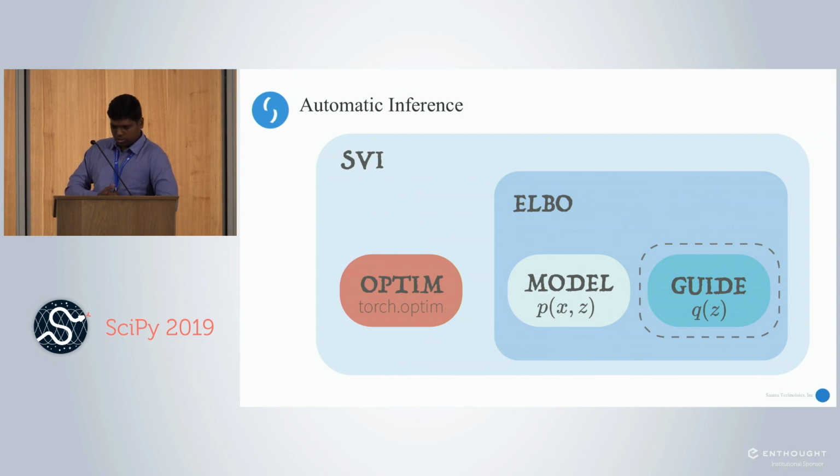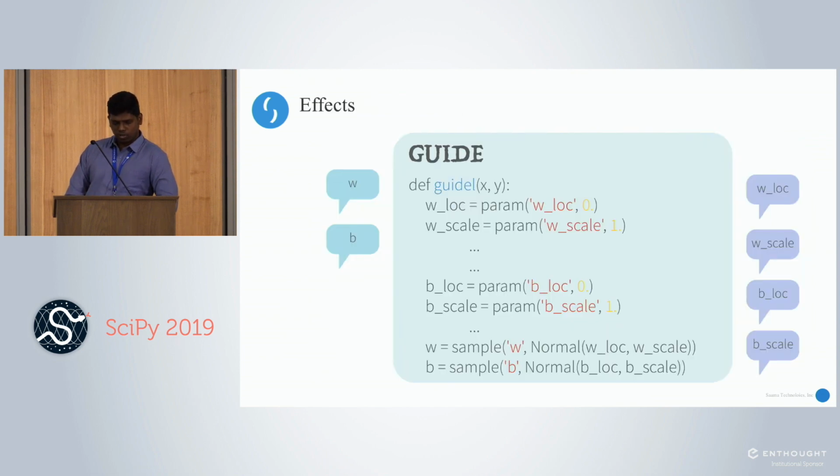So the user writes model and guide as Python functions. And how do we track the latent variables in this case? For automatic inference, we need to track the latent variables. We design model and guide as stochastic functions that emit messages. For every parameter or sample, we create a message and emit it. The param statement emits parameter messages, the sample statement emits sample messages.